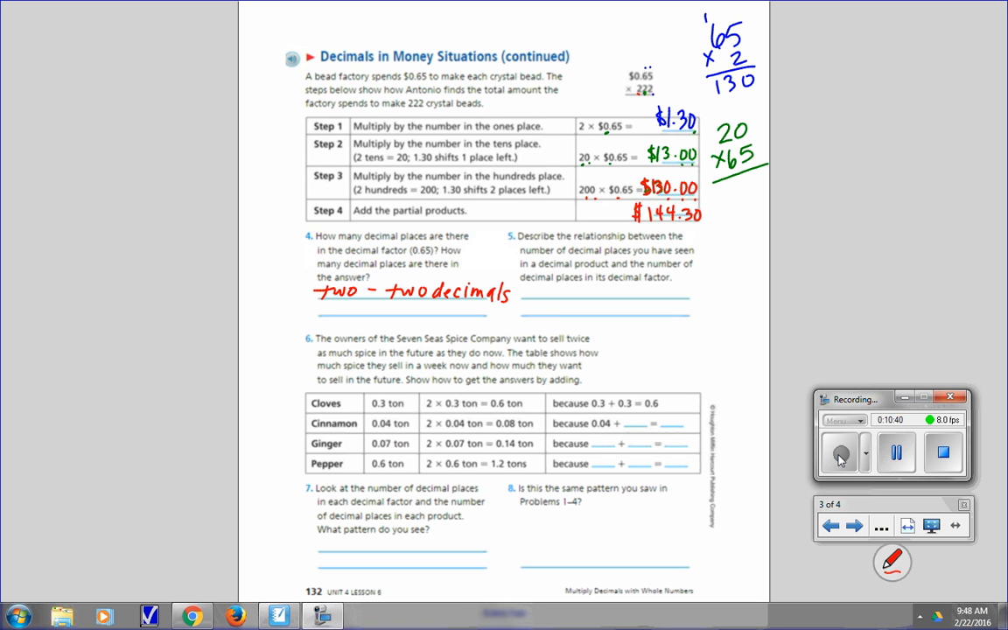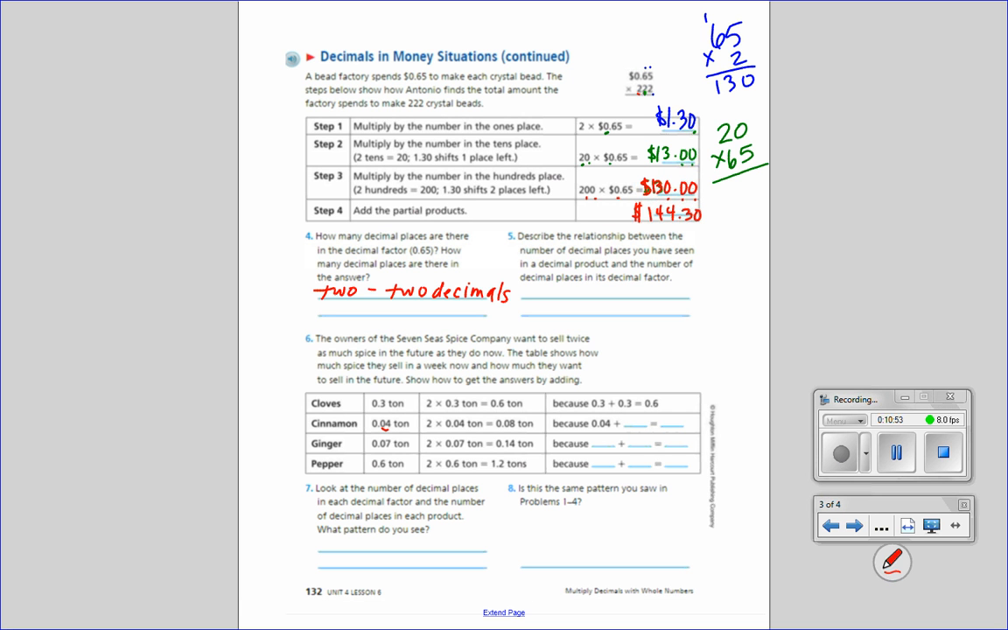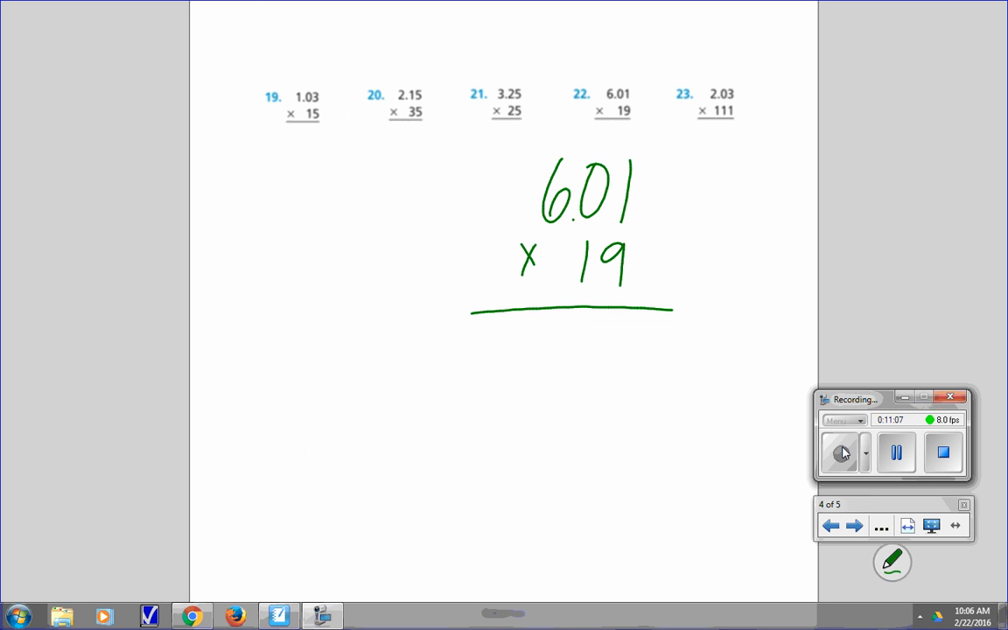Here, what they want us to concentrate on for number 6 is what twice is. Whenever you're multiplying by 2, what are you actually doing? You're adding it again, right? Anything you do twice, you're going to add again. So cinnamon at 4/100ths of a ton, 2 times 4/100ths of a ton is 8/100ths of a ton. So what are you doing over here if you're adding?